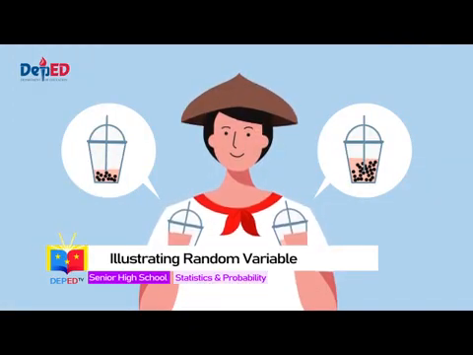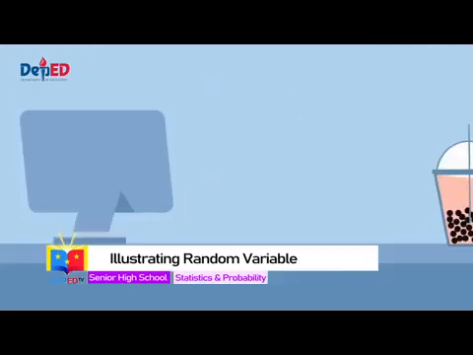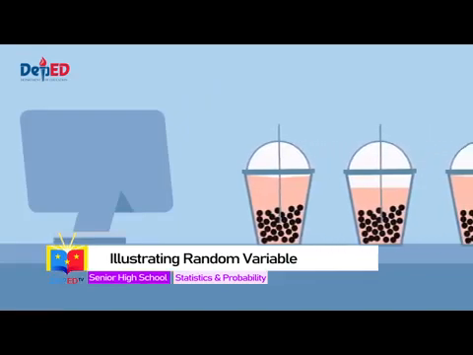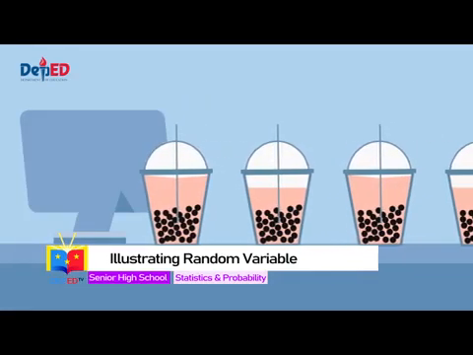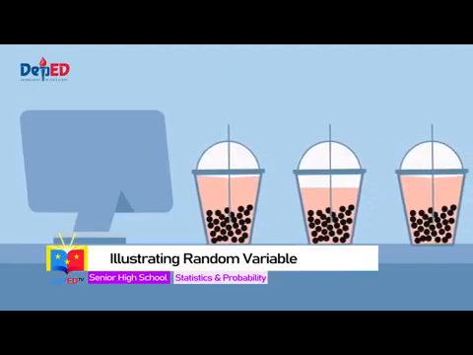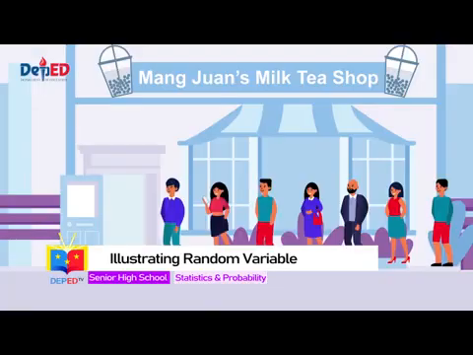The table shows the number of milk tea purchased by customers per transaction and the number of customers who bought that number of milk tea in a month. If you are a customer who bought 3 orders of milk tea in one transaction, where will you be counted? If your answer is that you're one of the 83 customers, then your answer is correct.